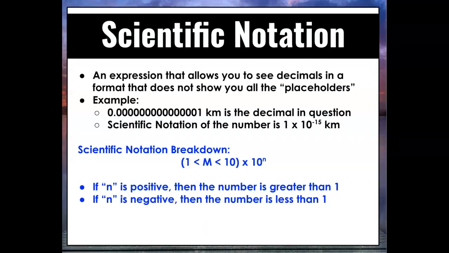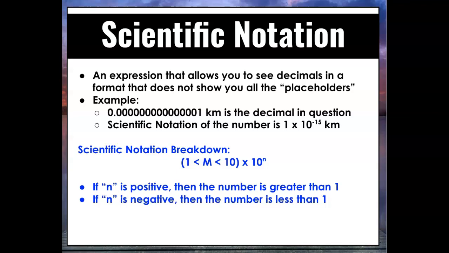If you had teachers like Mugambi and Asherle, you would know what scientific notation already is. It's an expression that allows you to see decimals in a format that does not show you all the placeholders that are there. For example, if I took that expression of how many kilometers there were, that's a very ugly number, but scientific notation allows us to change that number to 1 times 10 to the negative 15. And we know this because we moved the decimal place over to the right, I apologize, at least 15 times, so that 1 would be the main number in front.